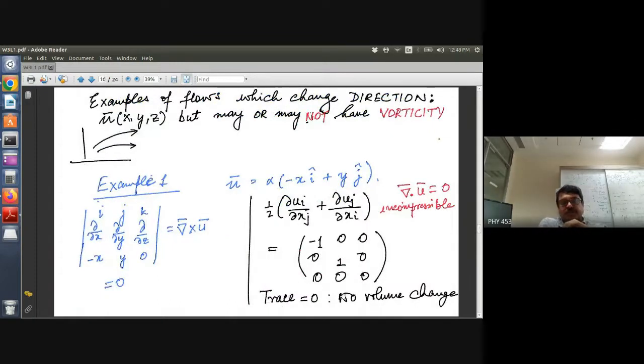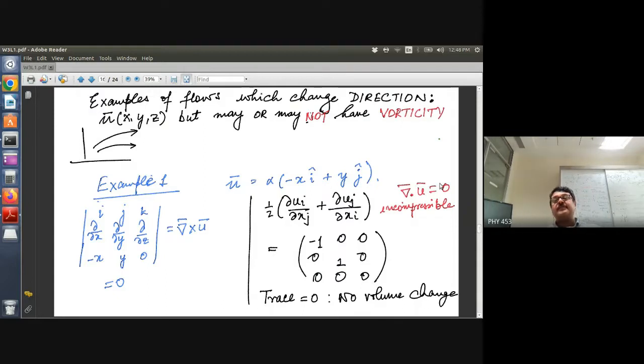So I want to show you also that you can have flows of velocity vector fields where u is changing as a function of x, y, and z, so that the velocity field or the streamline looks curved. So it can look curved but not have vorticity. An example of that is u bar equal to alpha, where alpha is some constant, and later we can take it to also be a function of x, y, z, as we will do soon, times minus xi plus yj.